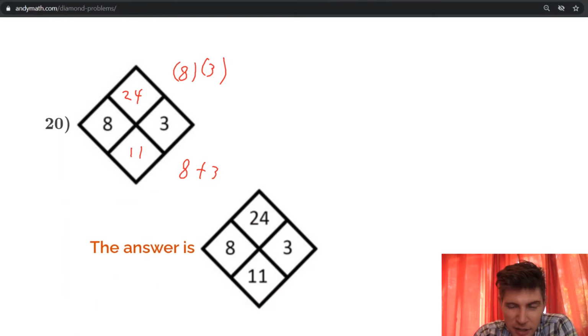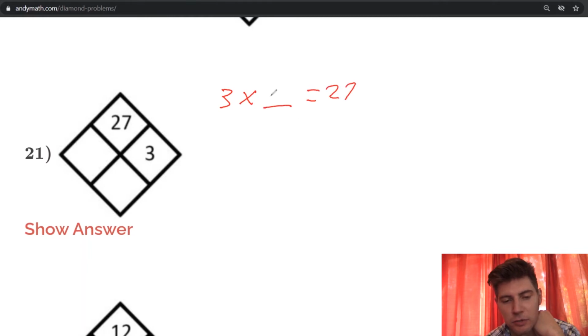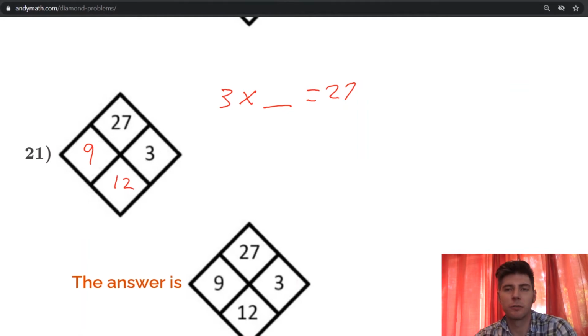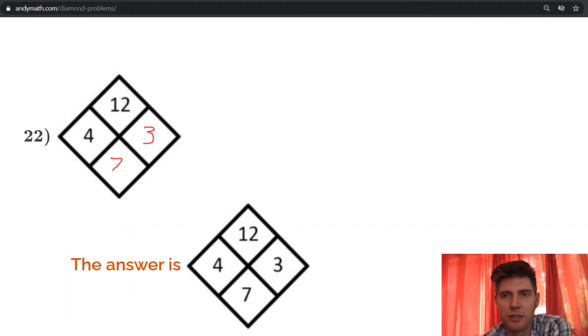And there it is. Now they're going to start getting a little trickier. We have this 27 and this 3. Start asking ourselves, 3 times what gives us 27? So really 3 times something equals 27. What's that something? That ends up being 9, and then we do 3 plus 9 to give us 12. So that's this one here. Now for this one, it's the same idea as the last one. 4 times what gives us 12? Well, that's 3. And now we just add 4 plus 3 is 7. And that gives us this one.